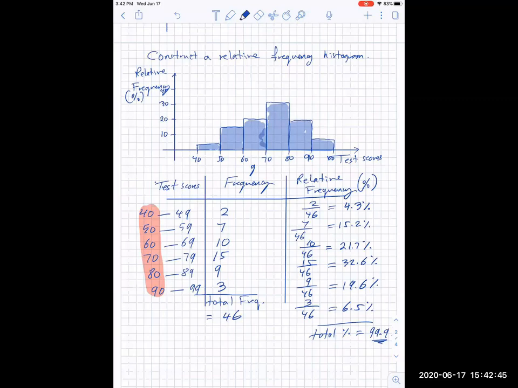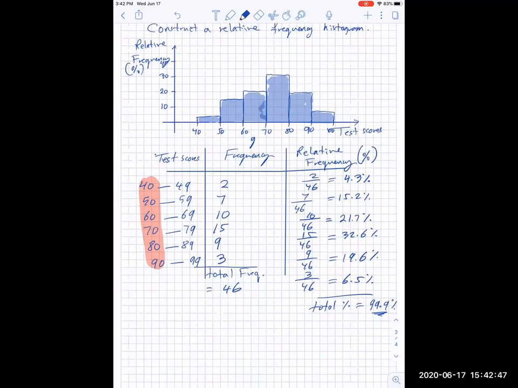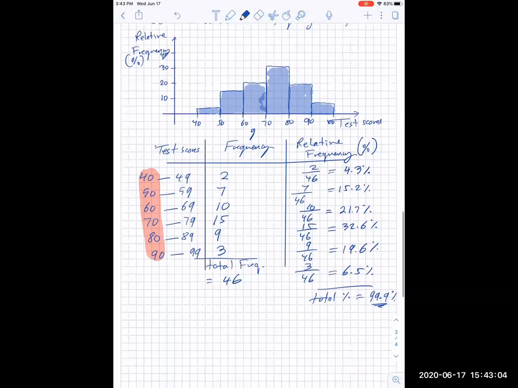Questions? So this is what we call a relative frequency histogram. I expect you guys to know how to do both of them: the standard one, the frequency histogram, and the relative frequency histogram.